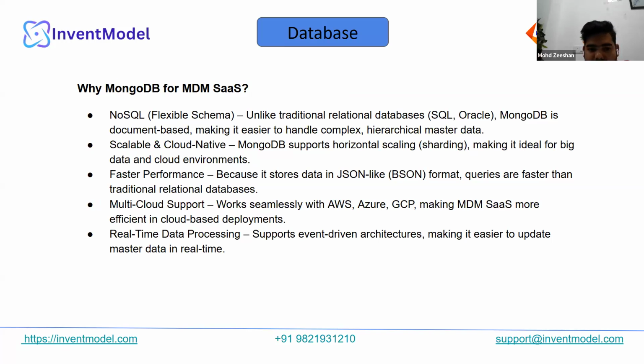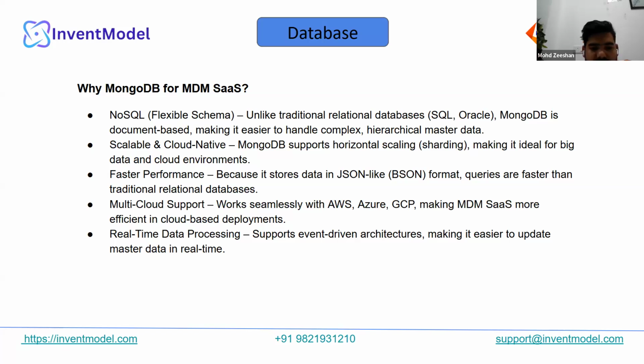And the next is faster performance. It gives us faster performance, that's why we are using it. As I told you, it stores the data in the JSON format, so we can get the data in a faster format. And next we have multi-cloud support. It works seamlessly with AWS, Azure, and GCP. These are the cloud versions, so here we can use it.